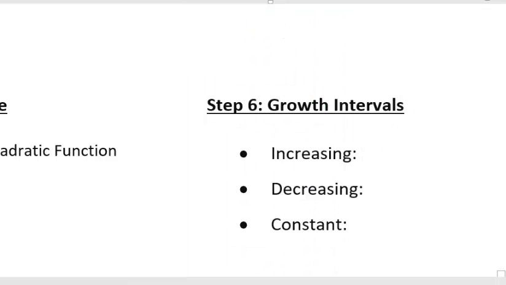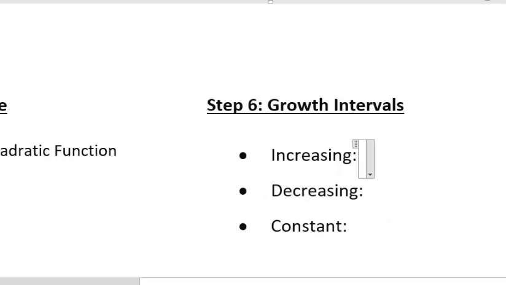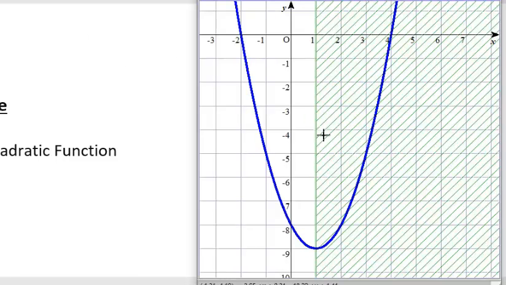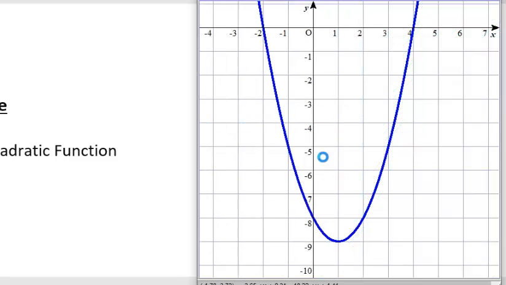So increasing will be from 1 to +infinity, and you leave the infinity open because we never close infinities. Now what about decreasing? Okay, where is the drawing decreasing? The drawing is decreasing on the other side. And what is the other side? Okay, let's check it out.